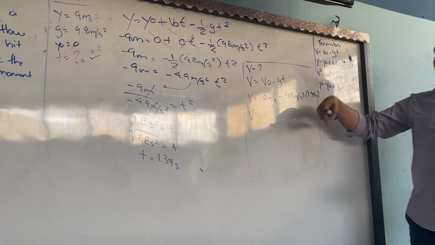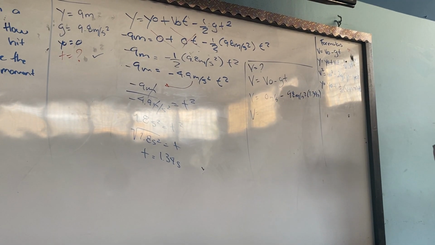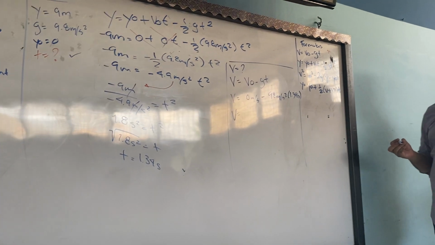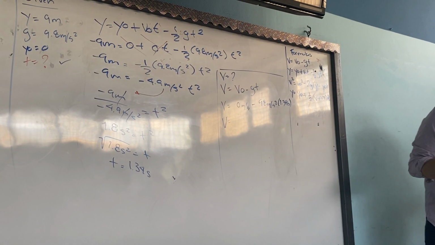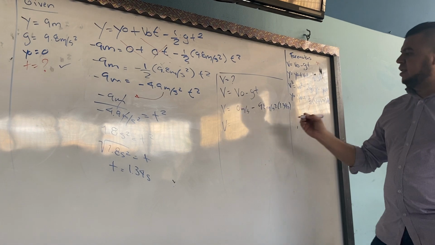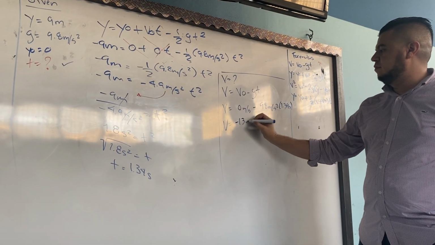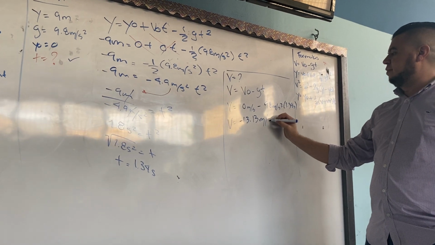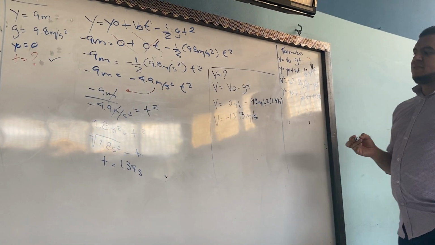Remember that we have a negative, right? Because it's a velocity that is going down. So it's fine that the velocity at this moment will be a negative velocity. Negative 13.13. The unit for the velocity will be meters per second, right?